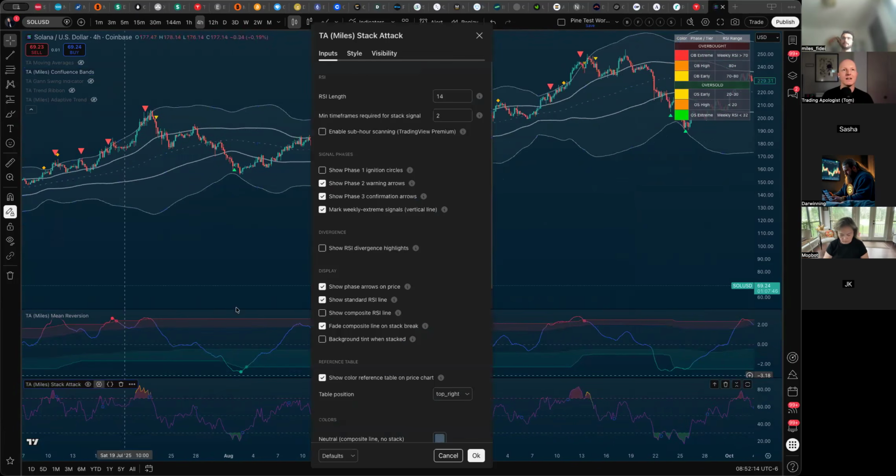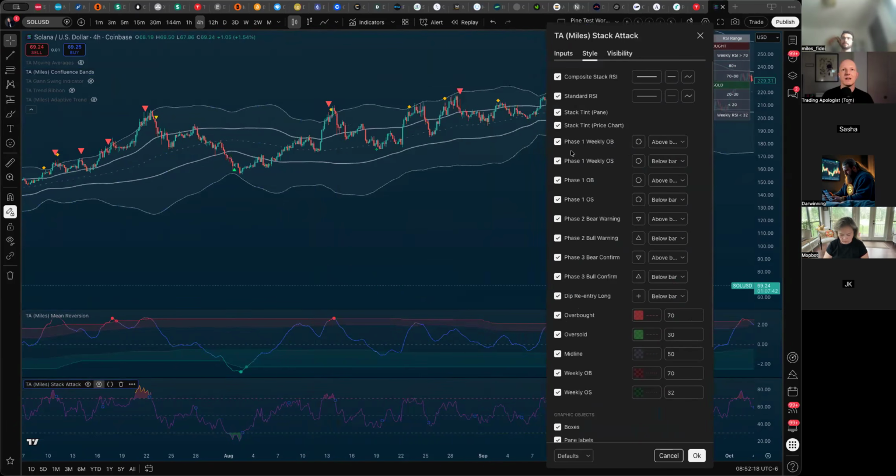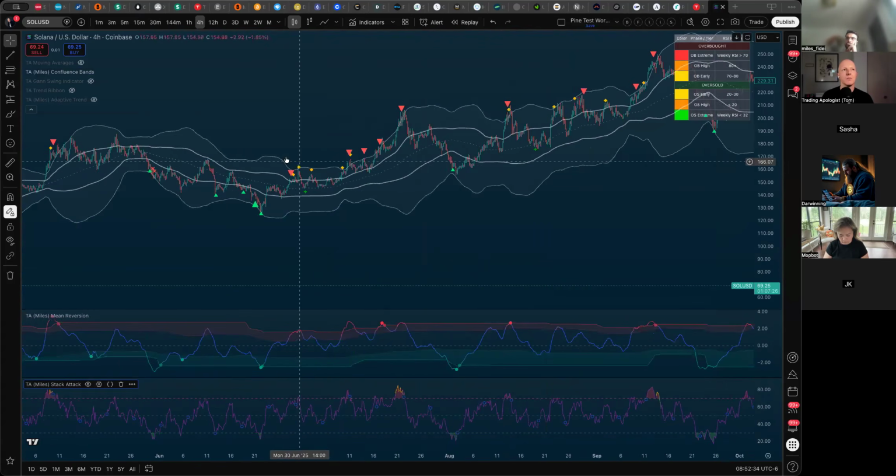And for stack attack, as I was saying, just because it gets a little bit busy, I'm turning these off. You can absolutely keep them on, but I'm just using the colored. I like actually keeping the dip reentry on just for fun, but I'm just using these colored stacked areas. And then if you want to bring in a trend model, you absolutely can. I would say the adaptive trend is most likely the way to go to not make things too busy.